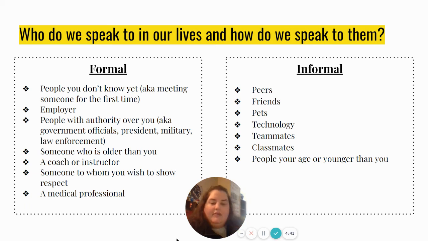A lot of people are like, technology, what? When you think about it, like, hey Google, or hey Siri, or Alexa, play my K-pop playlist. That's an example of how you would address technology. If you have teammates, you're probably pretty informal with them, but you're going to be formal with your coach. You have classmates, and then you have people who are your age or people who are younger. Remember our rule of thumb: if they get a title and a last name, generally speaking, formal. If a first name or a nickname, generally speaking, informal.